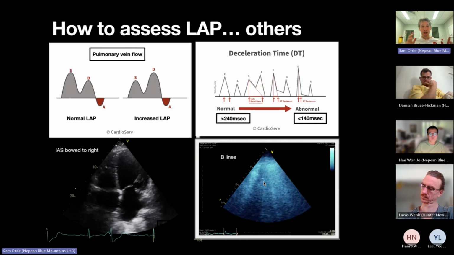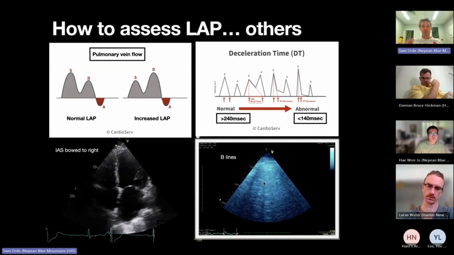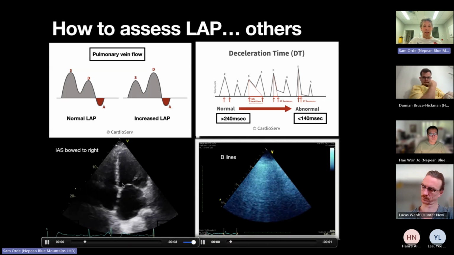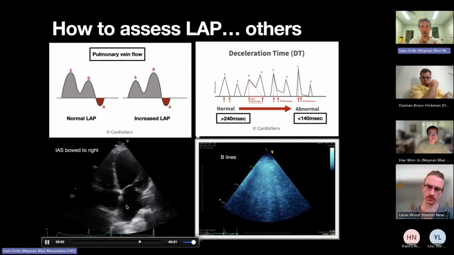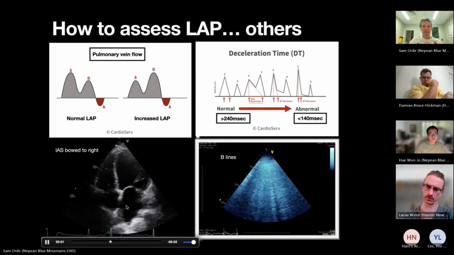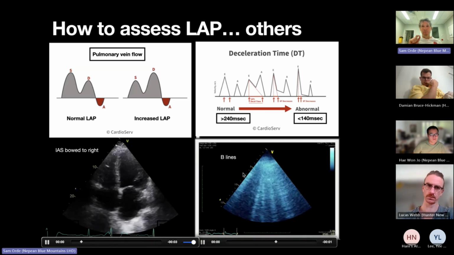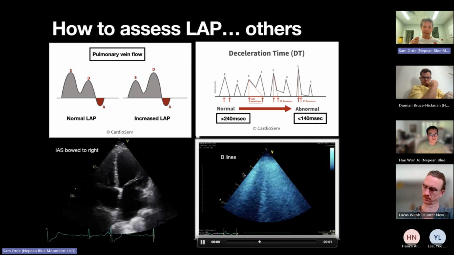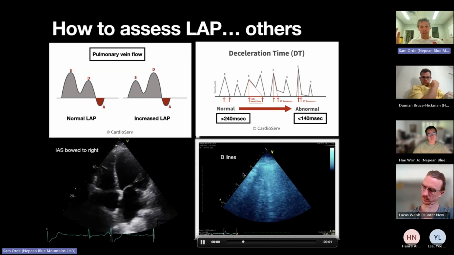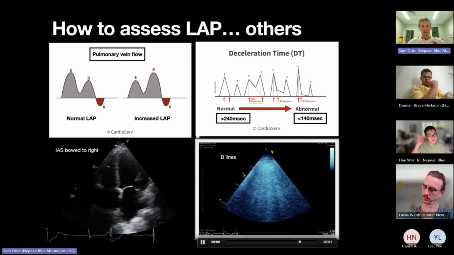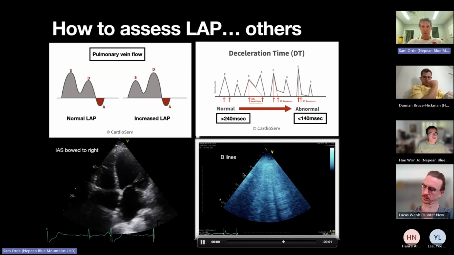Other little pearls that I think are really useful. First and foremost, the bottom left image here, looking at the interatrial septum and seeing if it's bowed over to the right. Seeing if we've got B lines on our lung ultrasound, bearing in mind that B lines are just indicative of fluid in the interstitial space, and they can be caused by lots of things, including raised left atrial pressure.